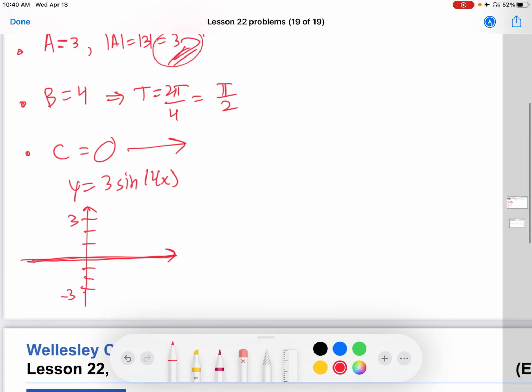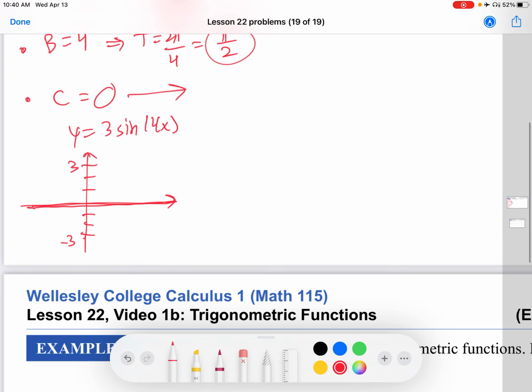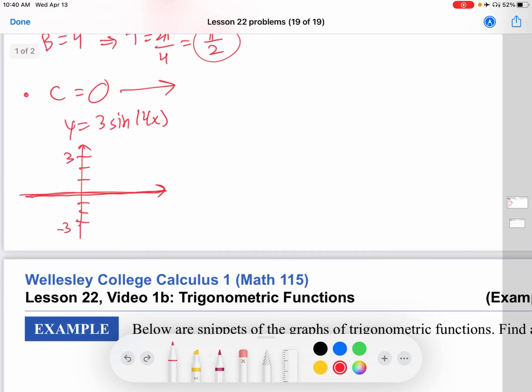And then in terms of the period, pi over 2. So each pi over 2, I get a repetition of a full cycle. My graph is going to go up to the maximum, down to the minimum, and back at pi over 2. Up to the maximum, down to the minimum, and back at the next pi over 2. Pi over 2 plus pi over 2, that's pi. I do another one of these, and I'm at 3 pi over 2. Another pi over 2, I'm back to 2 pi. Up to 3, down to negative 3, back there.